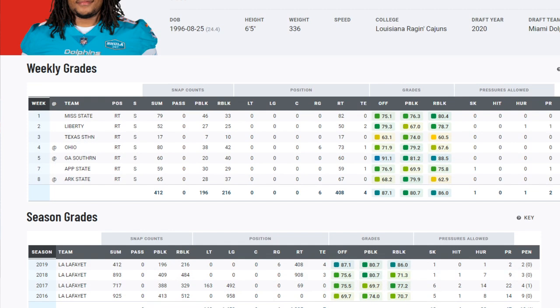1,450 snaps at left guard, 1,385. Now, most recently, he was at right tackle, but he spent more time at left guard. You can't see my cursor. More time at left guard than at right tackle.